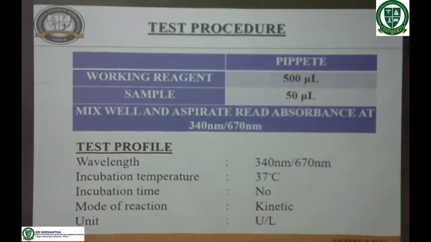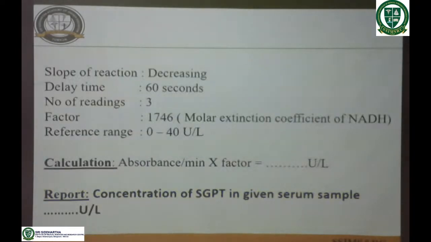The unit used for this enzyme is units per liter. This is the unit used for representation of the enzyme. The slope of the reaction will be decreasing, as the absorbance decreases, and the reaction time takes around 60 seconds. The reference range will be 0 to 40 units per liter.